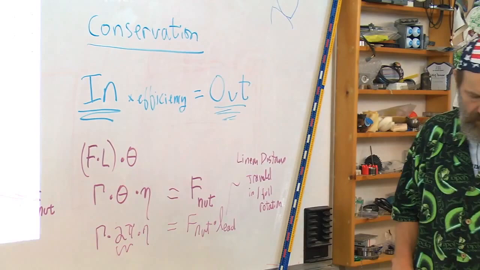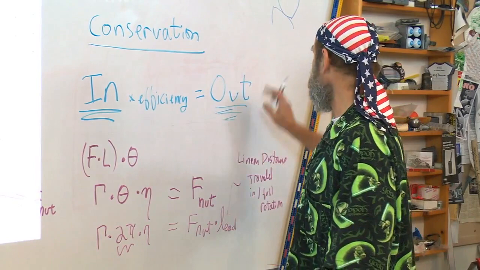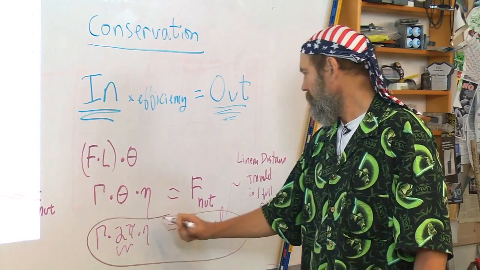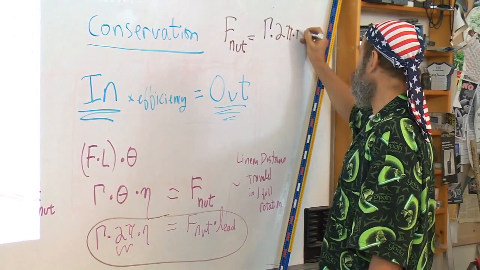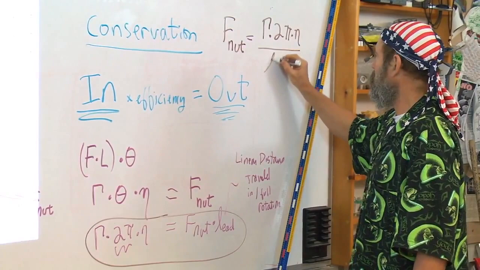So by applying the conservation of energy, I can very easily solve for the force on the nut that I get out equals the torque I put in times 2 pi times the efficiency, this comes from the friction in the system, divided by the lead.